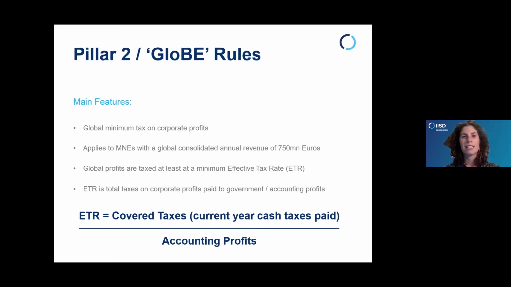The effective tax rate is calculated annually on a country-by-country basis. So each entity that is part of a multinational group must pay at least the globally agreed rate in the jurisdiction where they're based. The effective tax rate is the total taxes on corporate profits paid to government authorities, that is, the cash tax paid each year in whichever jurisdiction the entity is based, divided by the company's accounting profits for that year.